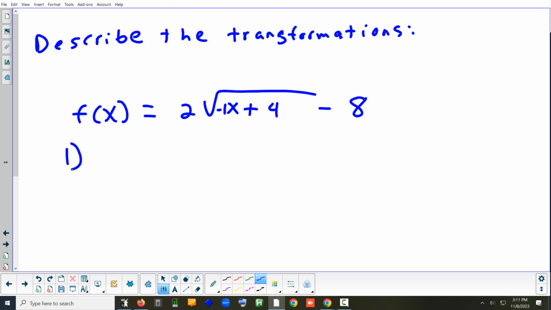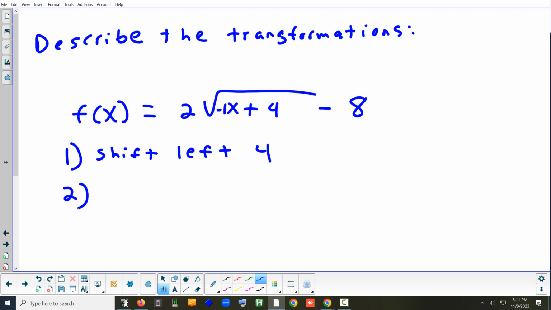We pretty much have a number in every spot that we could, so we'll have to describe all of them. What's the first transformation we would describe? Yep. Horizontal shift. Shift which way? Left. Yeah, that's going to be a shift left 4. Okay, so shift left 4.